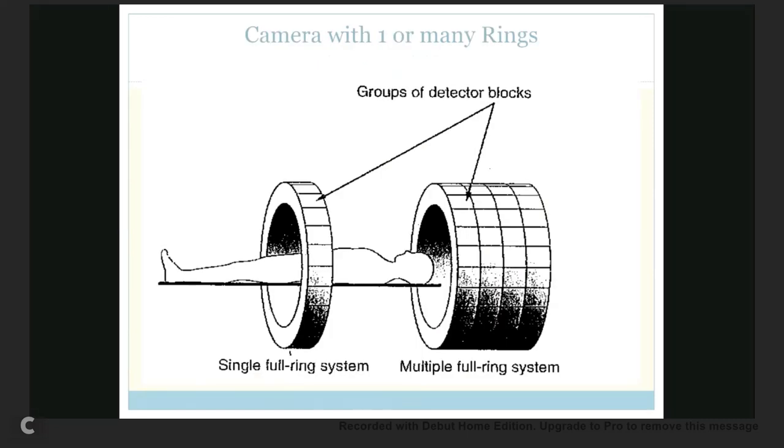All right, so a camera with one or more rings. Ideally, you want more than one ring, correct? Why? Because you can have multiple detection, obviously. So here you have a single full ring system, and here you have multiple full ring systems, right? Now, as the patient goes in, more information is being taken because you have all the different rings there, okay?